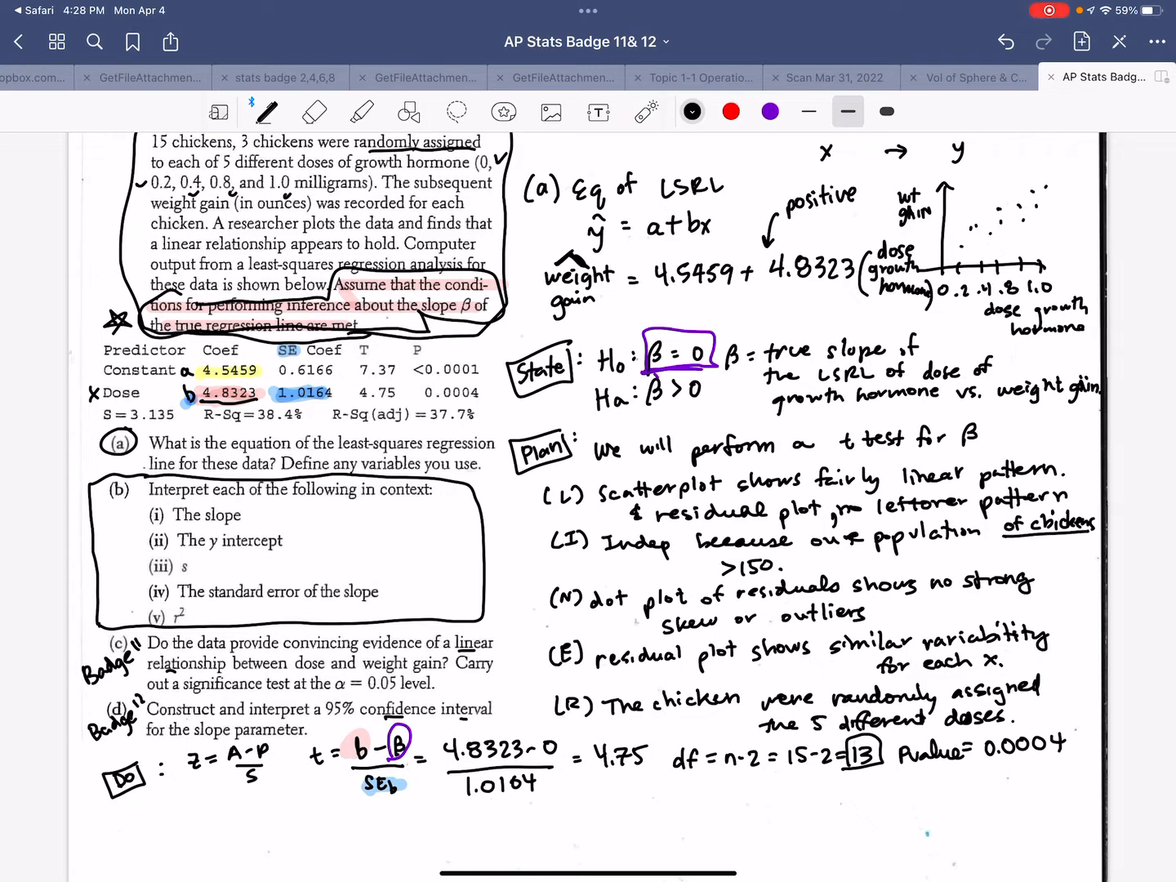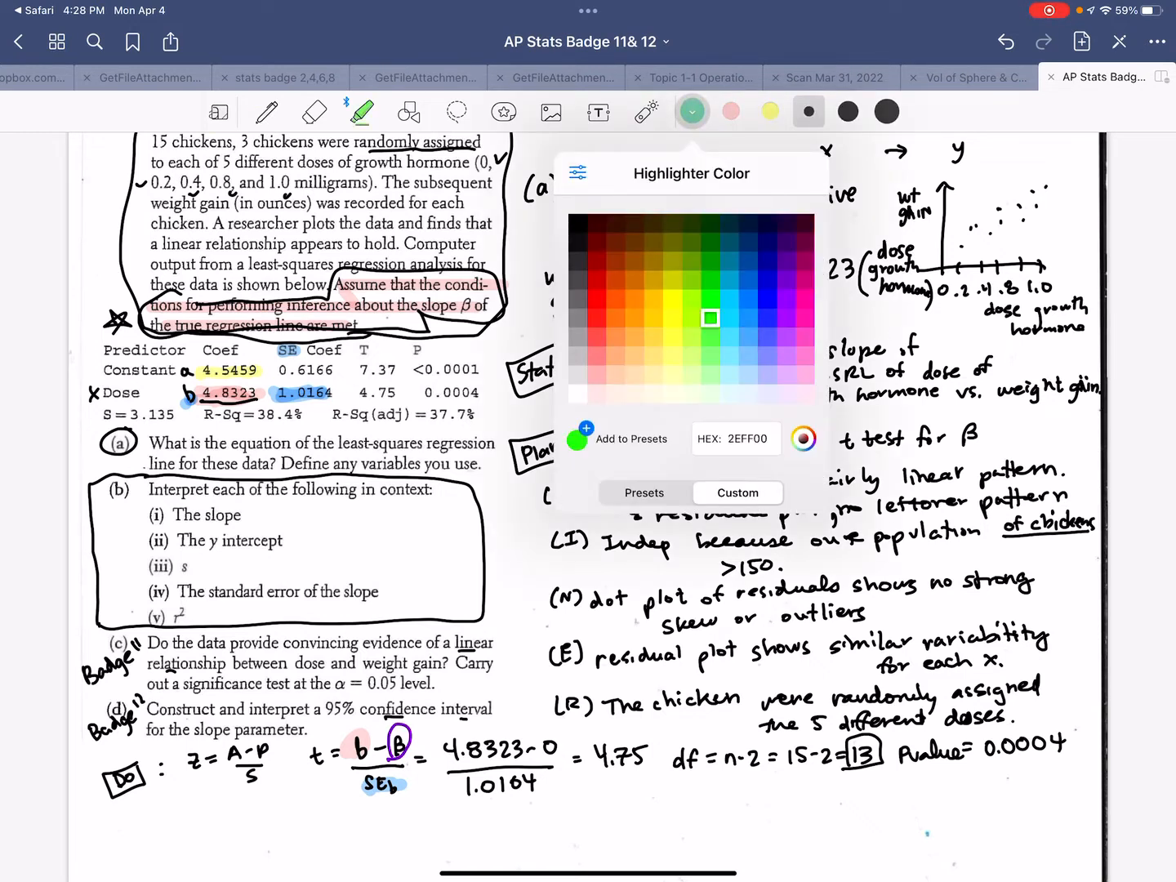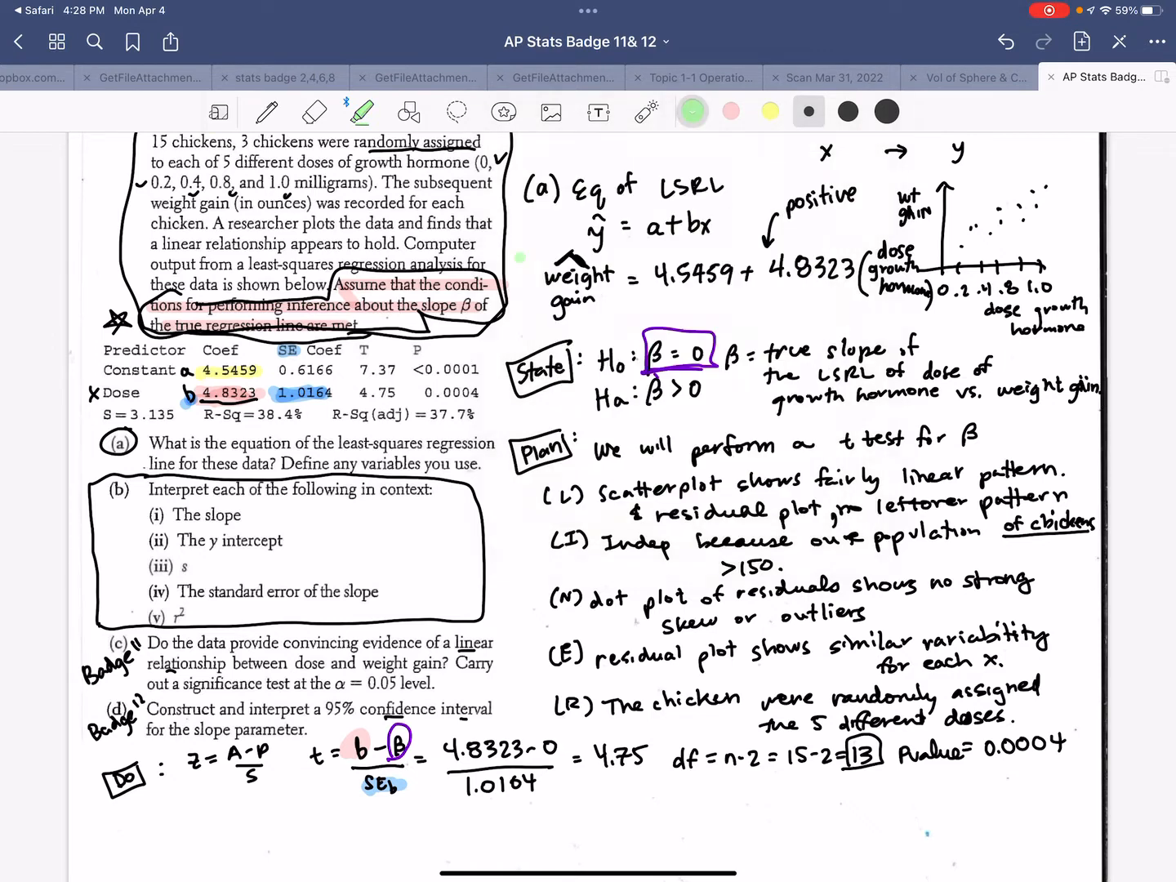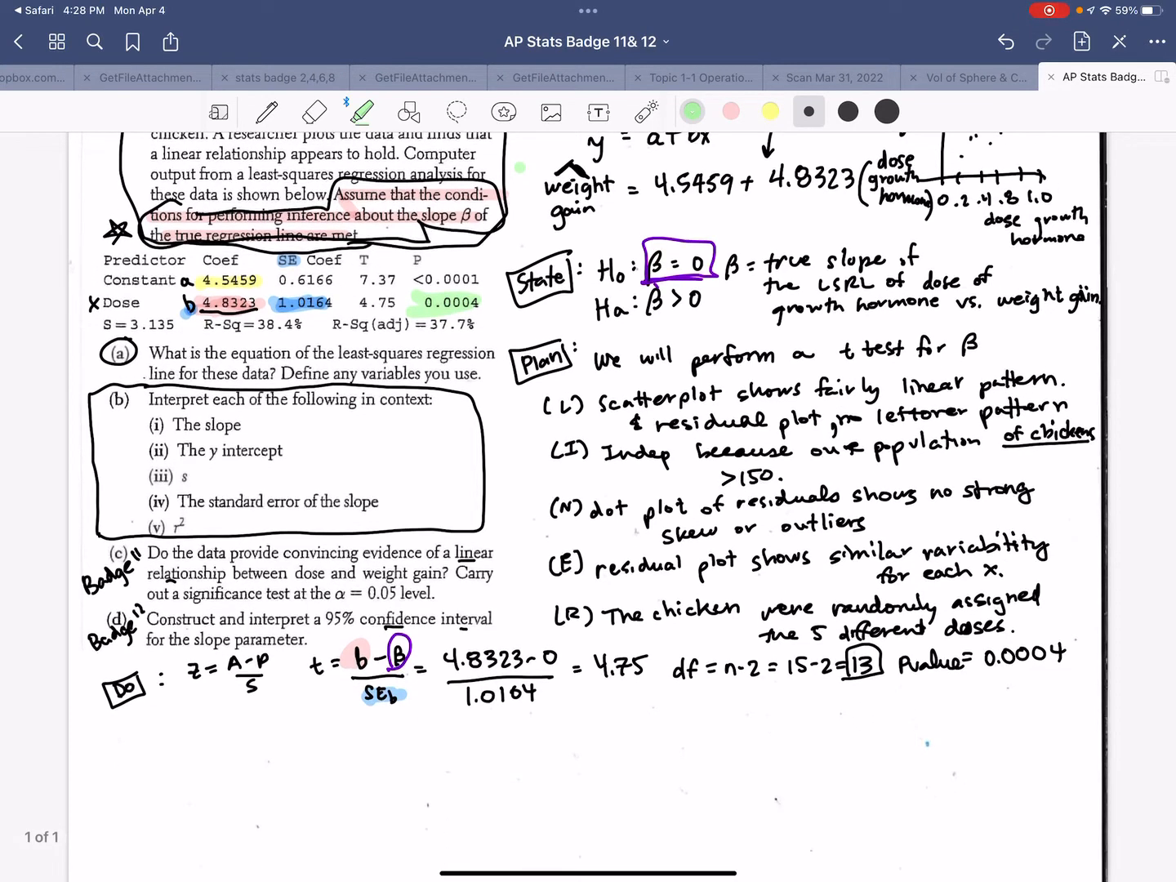And I don't have to go to a table because they did it for me. So this is actually easier than some badges because I don't have to do anything in the calculator. They have already printed out the printout for me. Okay, that's my p-value. Beautiful. That's my p-value for my inference for slope. I'm doing an inference for slope.